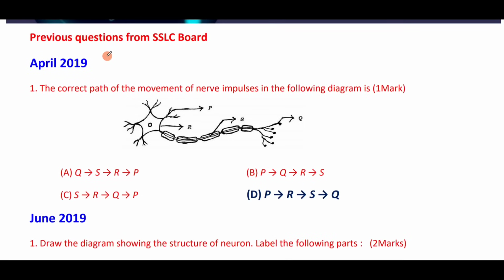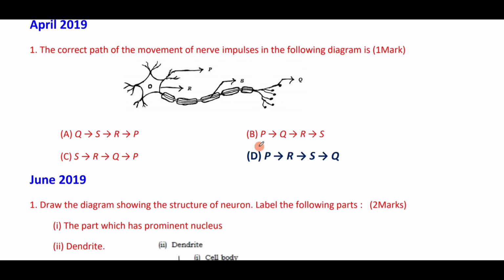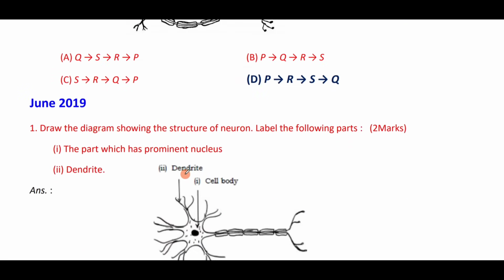First question, the correct pathway of movement of nerve impulses in the following diagram is. It is from PRSQ, from dendrites to nucleus, from the nucleus to axon to nerve ending, that is PRSQ. Therefore the correct answer is option D.